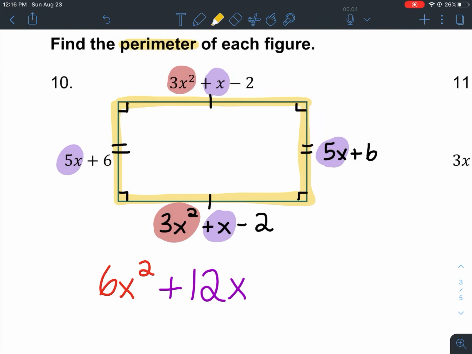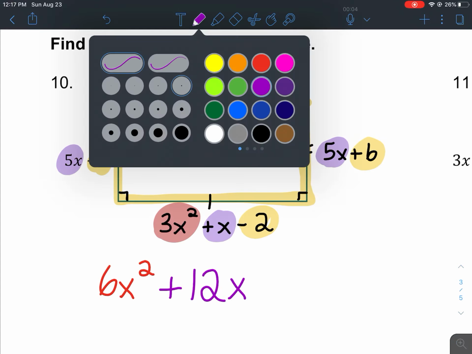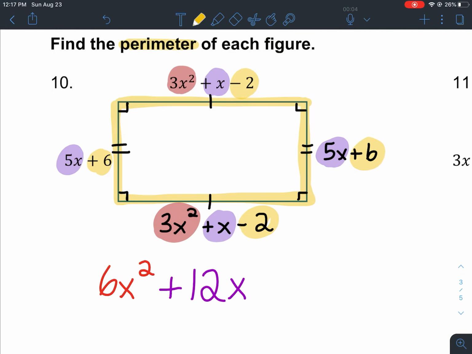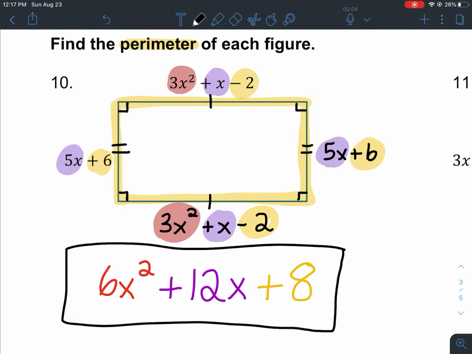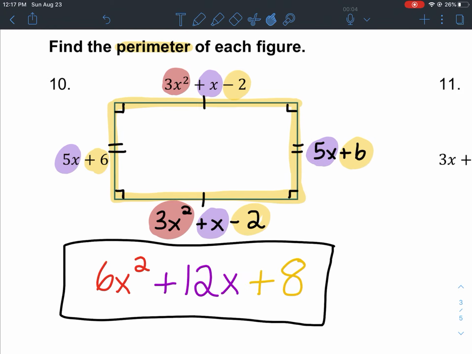And then last, we add up our constants. So we have -2, 6, -2, and 6. If we add all those together, -2 plus 6 is 4, minus 2 is 2, plus 6 is 8. So therefore, our perimeter, written as an expression, is 6x squared plus 12x plus 8. We can't do anything more because there are no more like terms.